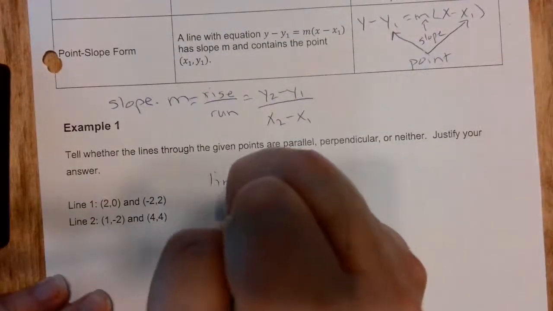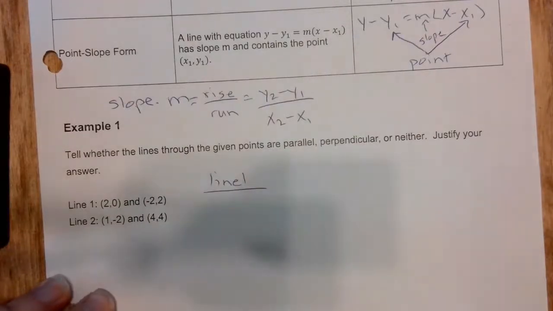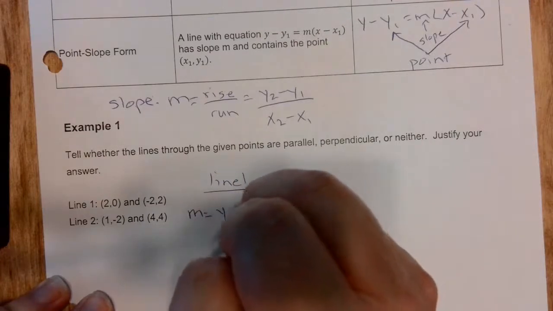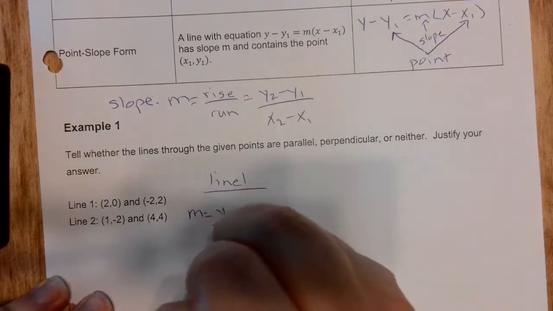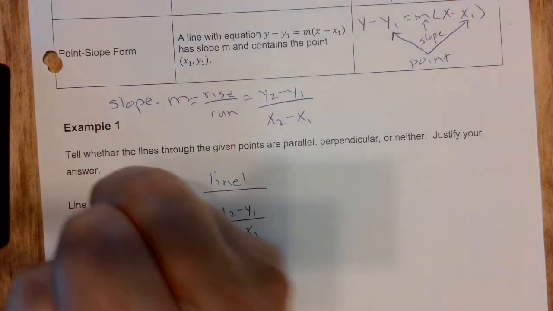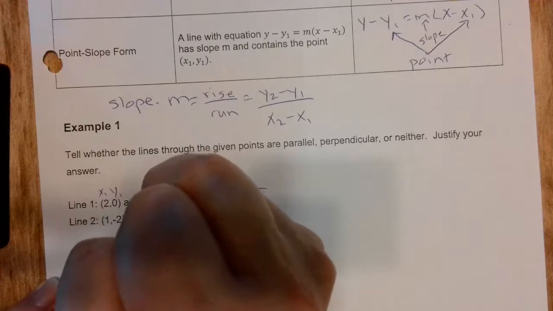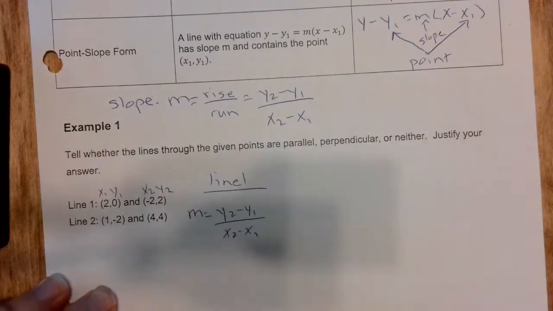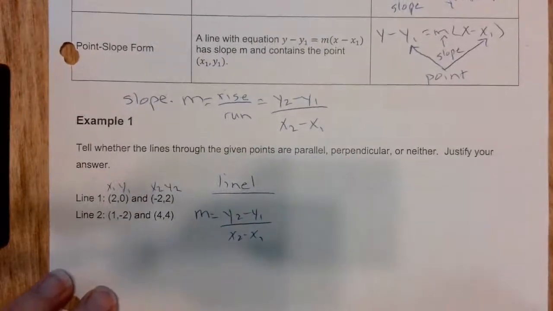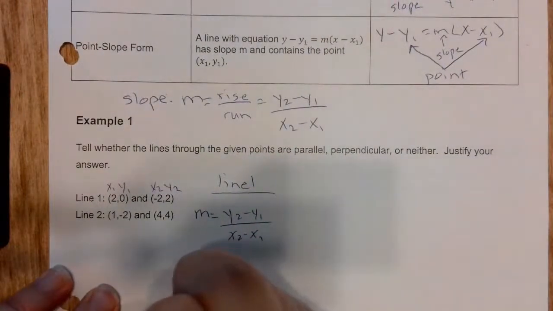Line 1. m = (y2 - y1) over (x2 - x1). And let's label x1, y1, x2, y2. If for whatever reason you put your 1's first and your 2's second, that's okay. It's not going to actually change anything. I just do it this way. It's the way I've always done it.